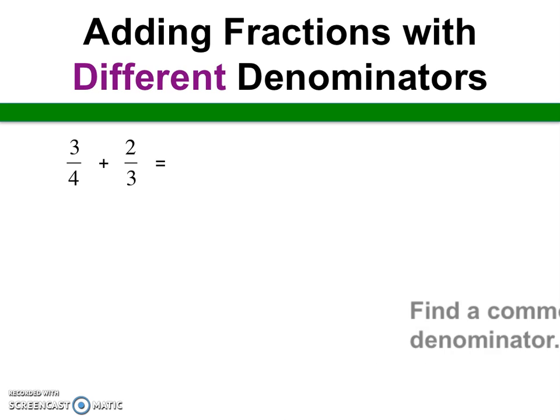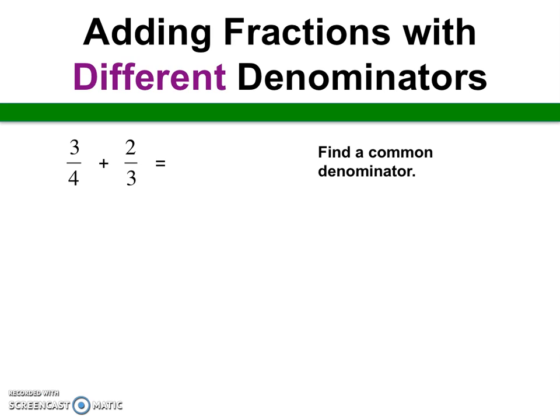All right, so my common denominator is going to be 12. I could use other ones too. I could have used 24 or 36, but I'm going to go with my least common denominator. So 3/4, I have to multiply the top and bottom both by 3, and 2/3, I need to multiply the top and bottom both by 4. So now I have 9/12 plus 8/12.